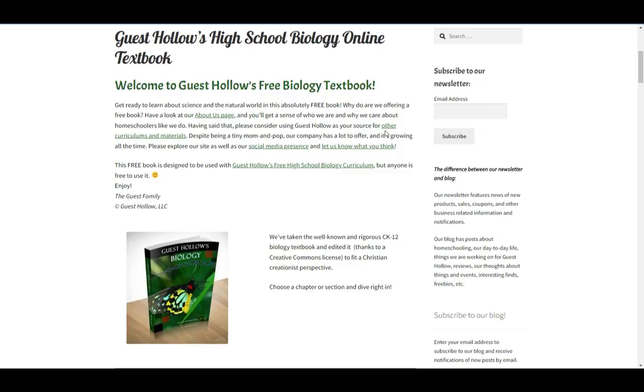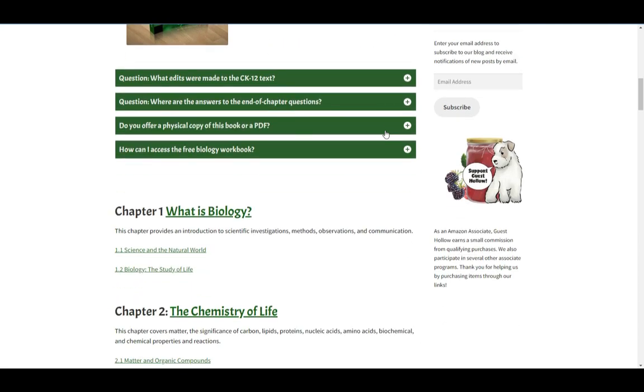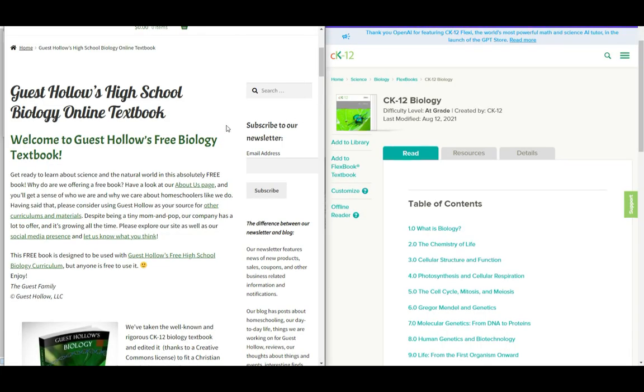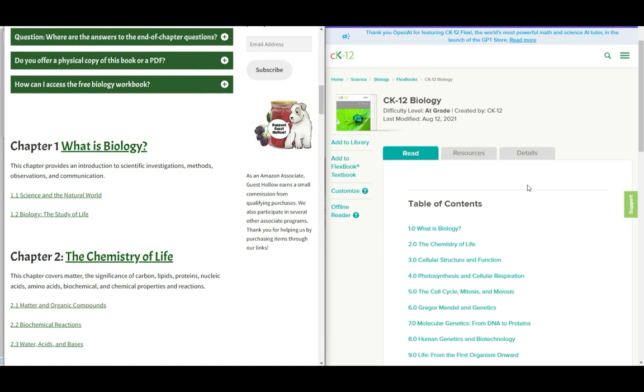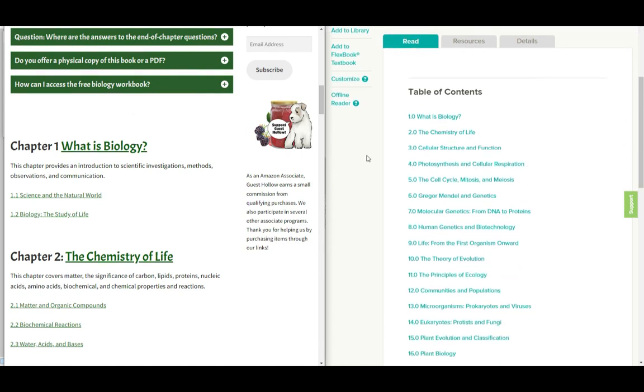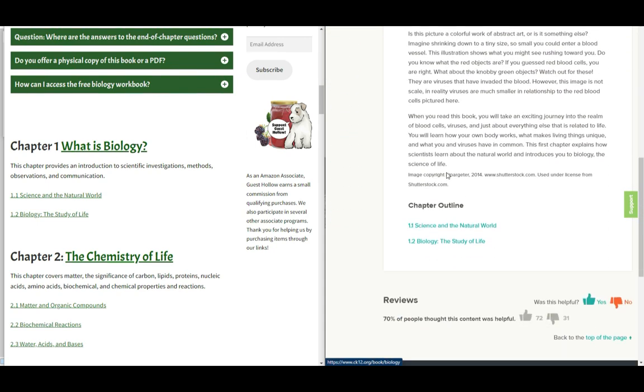So what we're going to do right now is we're going to compare their new free biology textbook with the secular version that's provided by CK12. So let's start with chapter 1. So chapter 1 here on Guest Hollow is What is Biology 1.1 Science in the Natural World. And then if we come over here, we have the same kind of table of contents from CK12.